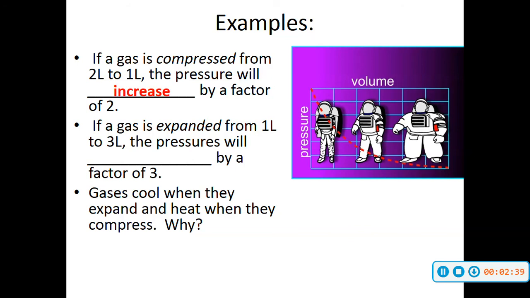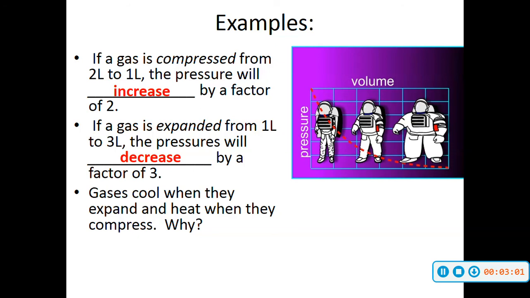Okay, and if gas is expanded from 1 liter to 3 liters, that means our volume is increasing, so we would expect our pressure to decrease. They would have a lot more room. Your gas particles have a lot more room to move around, so again, the fewer collisions there will be. So our pressure is going to decrease.